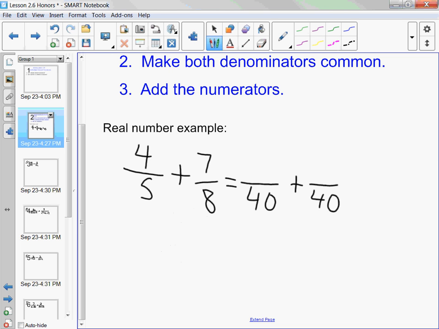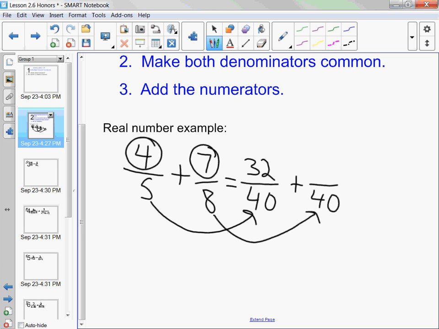So now that I've got the common denominator, I look to see, what did I times this 5 by to get 40? Well, I times it by 8. So I have to times the numerator, that 4, by 8 as well. 4 times 8 is 32. And what did I times this 8 by to get 40? Well, I times it by 5. So I got to times the numerator by 5. 5 times 7 is 35.